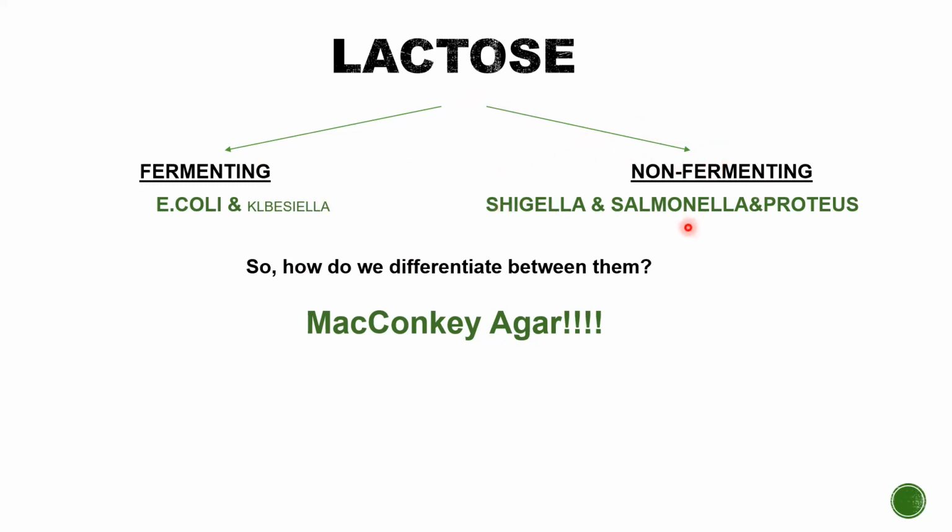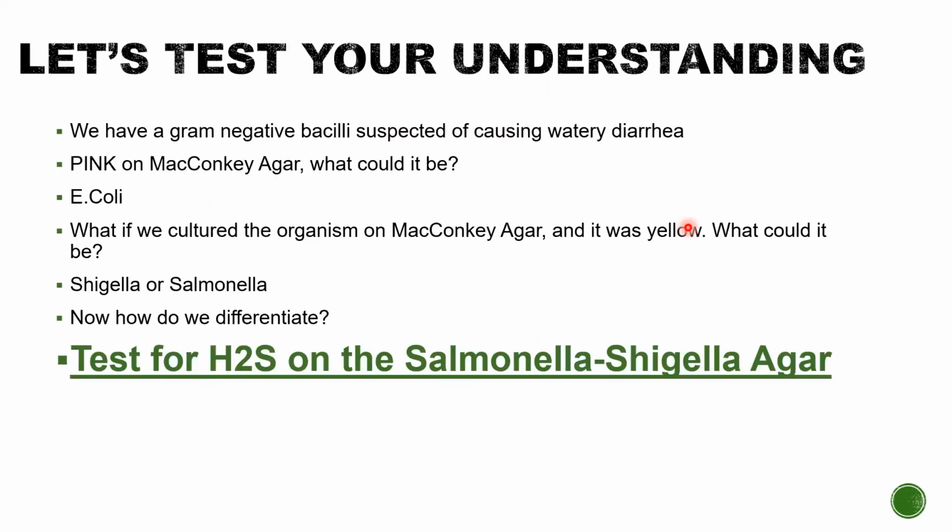If it appeared yellow, it means it does not ferment lactose. It's either Shigella or Salmonella. Why did I not say Proteus? Because Proteus does not cause GI symptoms. So in this specific scenario, if it appeared yellow, then we're suspecting Shigella or Salmonella.